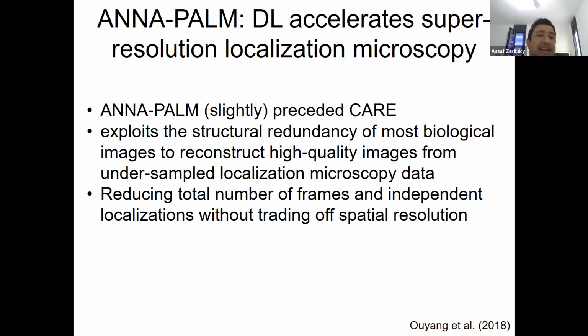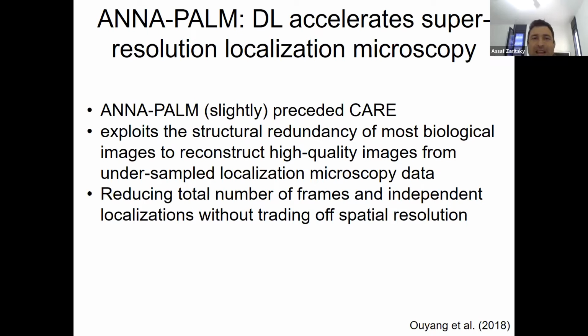Basically the idea is the same: exploit the structural redundancy of most biological images to reconstruct high quality images from undersampled localization microscopy data. In this case, the question is super resolution, so fluorescent localization.